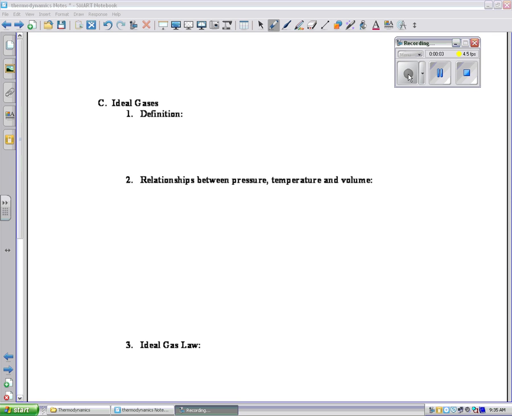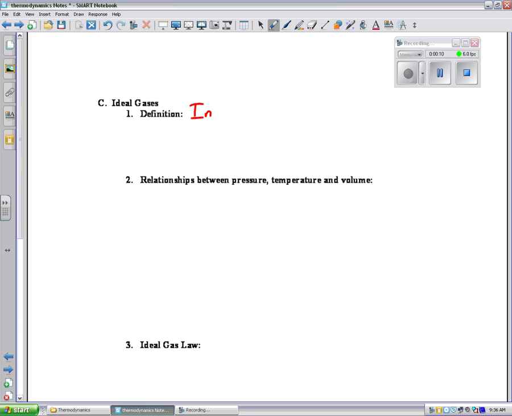We're going to start talking about ideal gases in this part of thermodynamics. Our definition for an ideal gas: in an ideal gas, the molecules are moving very fast. There is no attraction between the molecules.